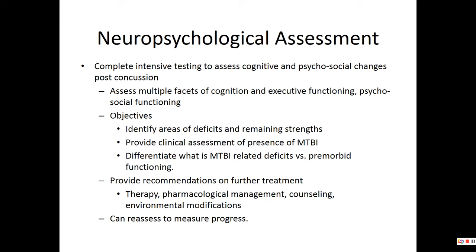Cognition is something we take for granted when our brain is working normally, all the things that our brain is able to do from a cognitive perspective and executive functioning. When that brain is injured, things that seem so simple can become very difficult. So being able to assess those facets of cognition, identify the deficits as well as the strengths, and provide clinical assessment of the presence: is this a concussion, mild TBI, or is this more psychologically based? Provide recommendations for further treatment, whether that's therapy, pharmacological management, counseling, and environmental modifications.